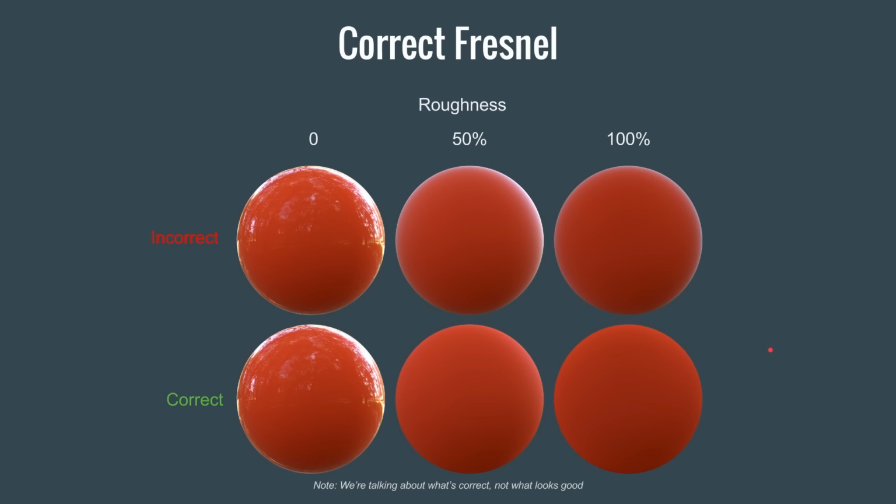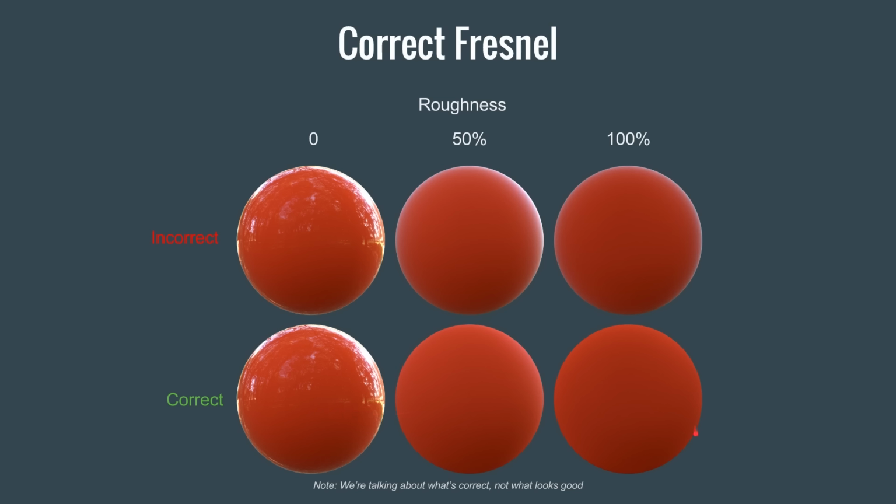So yeah, this is how it should look. This is what we've got currently, this incorrect value. We've got Fresnel, which is good, nice. But if we turn up the roughness, it doesn't turn down the Fresnel. The correct value should be like this. As the roughness increases, the Fresnel should drop off.